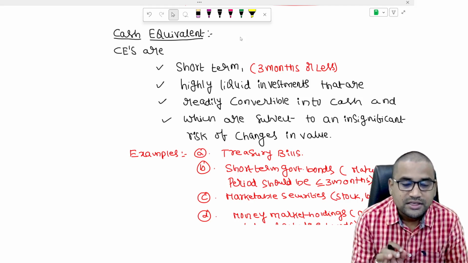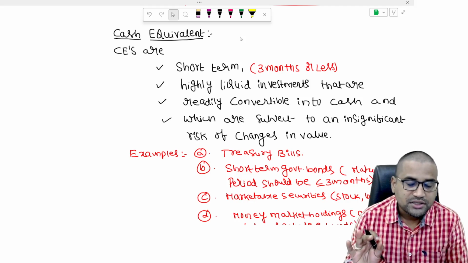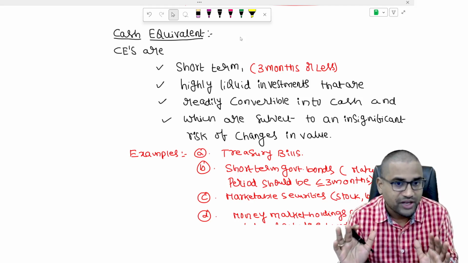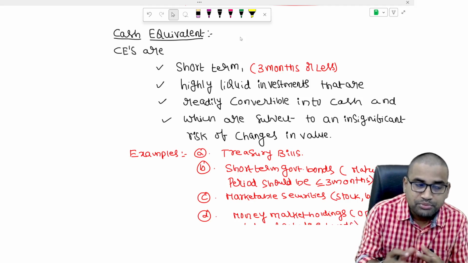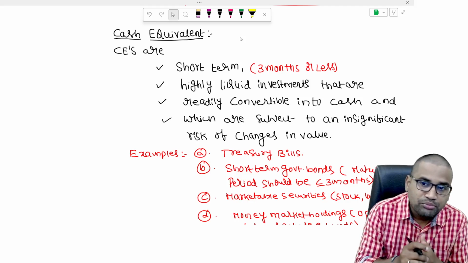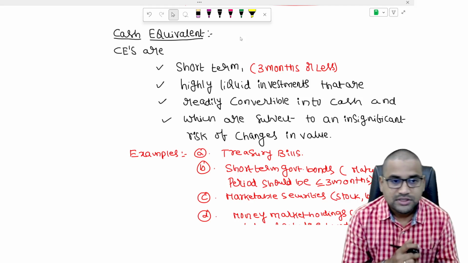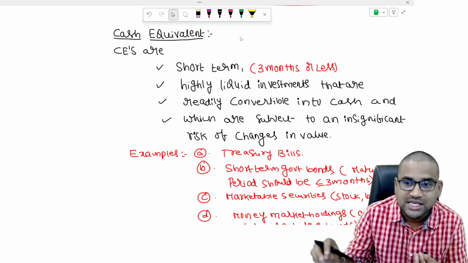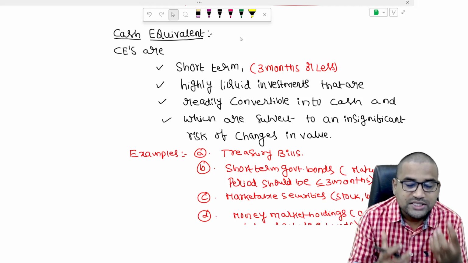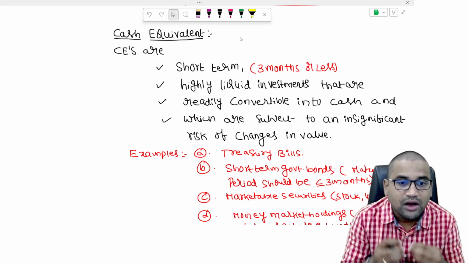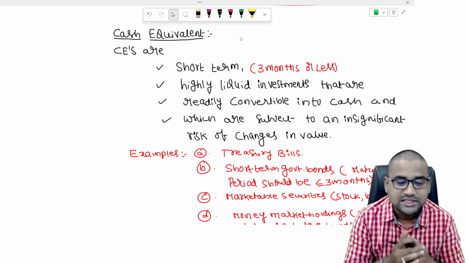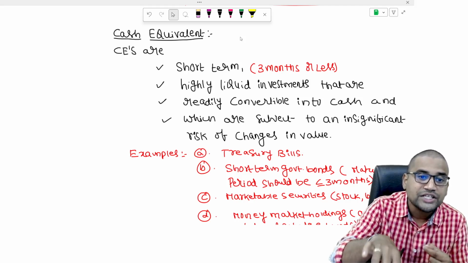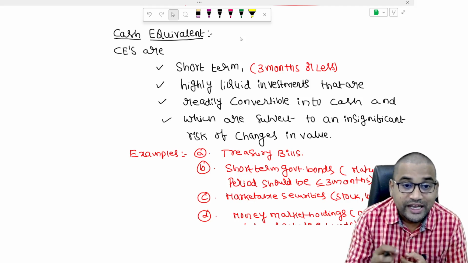But the main character is they should be highly liquid. These investments should be highly liquid and convertible into cash at any point of time, and the principal should not be in danger. That means the risk should be minimum. There should not be any significant risk of change in value. If there is any significant risk of change in value, then that investment will not fit into the definition of cash equivalent. So what is a cash equivalent? Simple: an investment, ultra short term, that means 3 months or less, highly liquid, and the principal should not be in danger. Then that kind of investment is called a cash equivalent.